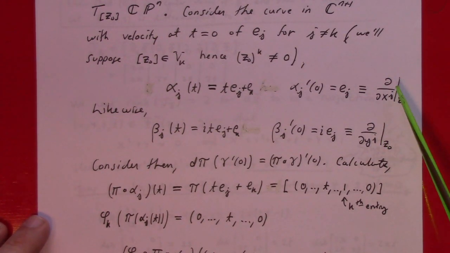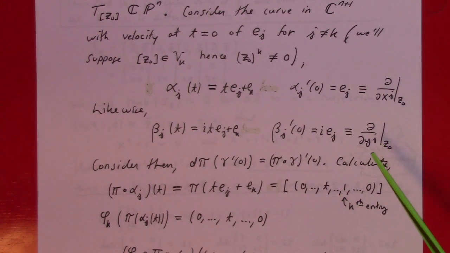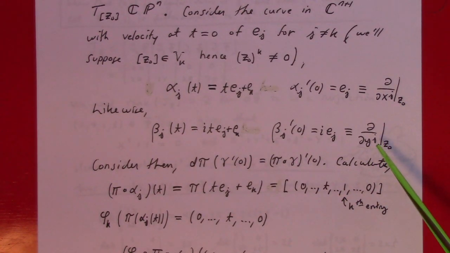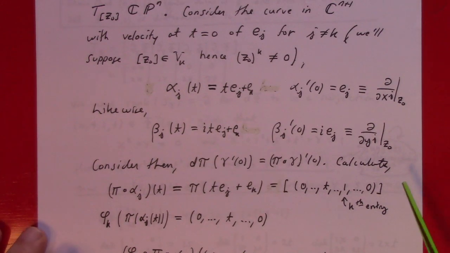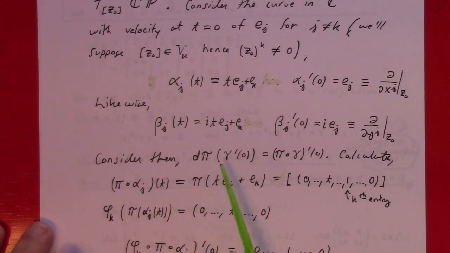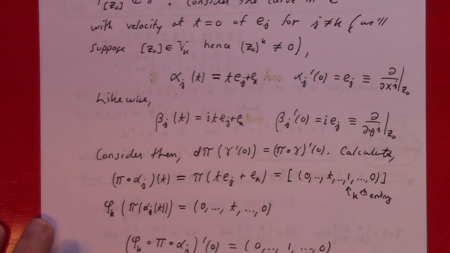And so I'm not doing this for j equals k, but for everything else I'm doing it, so that means there's 2n of these here. But of course the differential of pi acting on the velocity vector is exactly this. That's how we can calculate the differential using the curve calculus, the calculus of paths, rather, I suppose. And so if I actually look at the composition of pi composed with alpha_j explicitly, I get this. If I look at the composition of pi composed with beta_j explicitly, I get that.